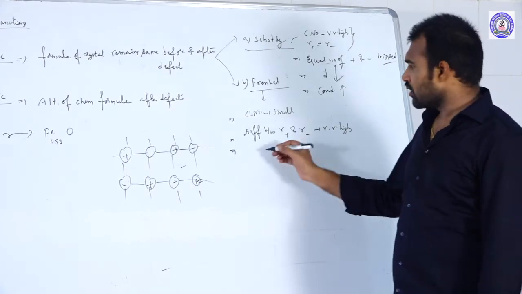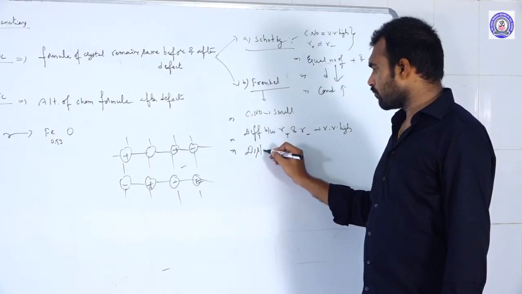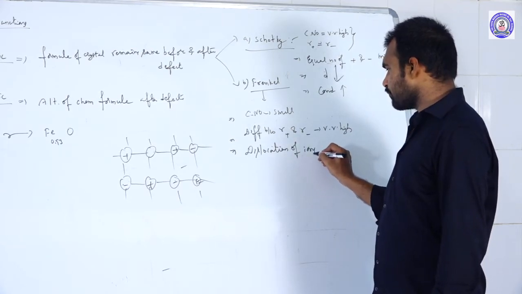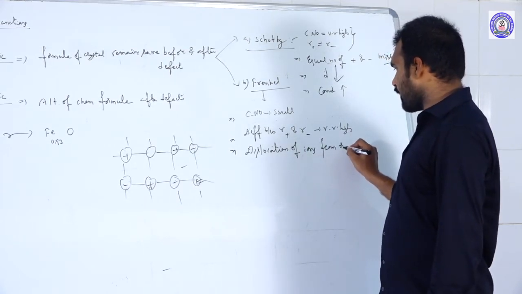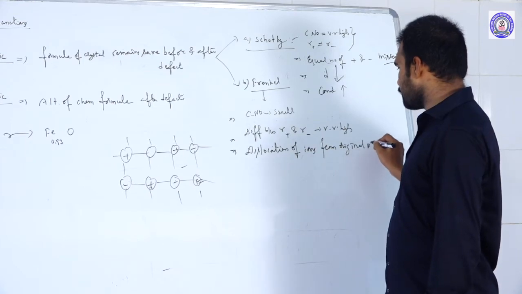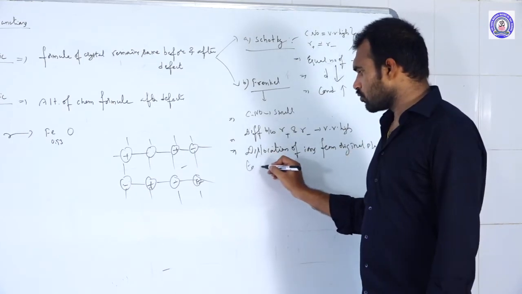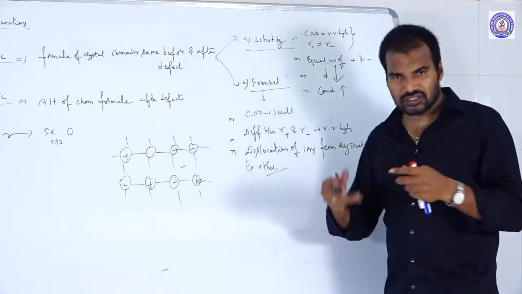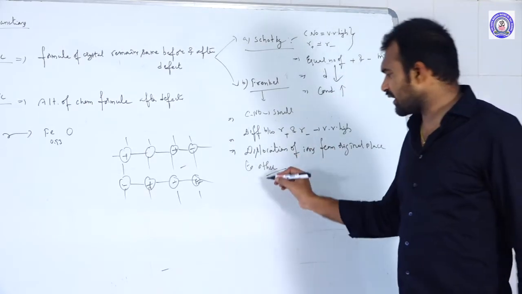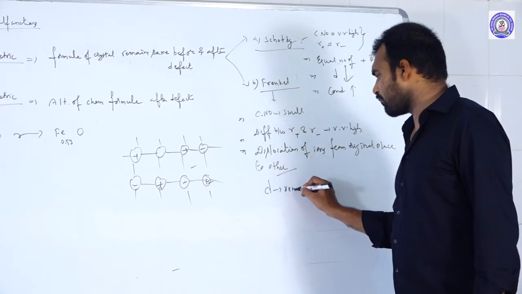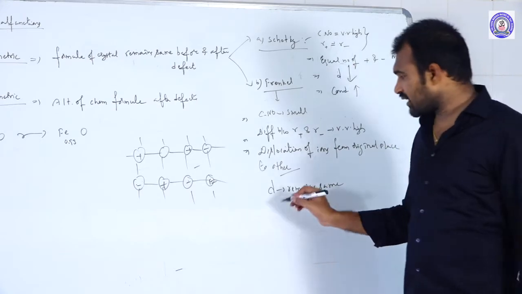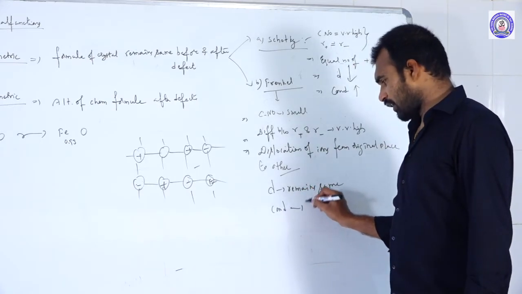Frenkel defects. Okay. So it is the dislocation of ions from their original place to another. There was no loss of any ions in this defect. That is why the density remains the same. The density remains the same, but the conductivity increases.